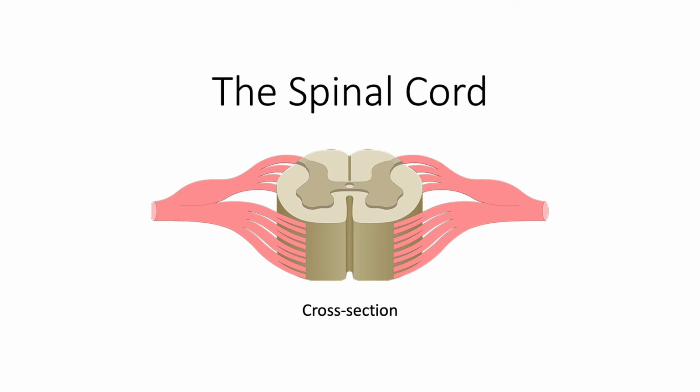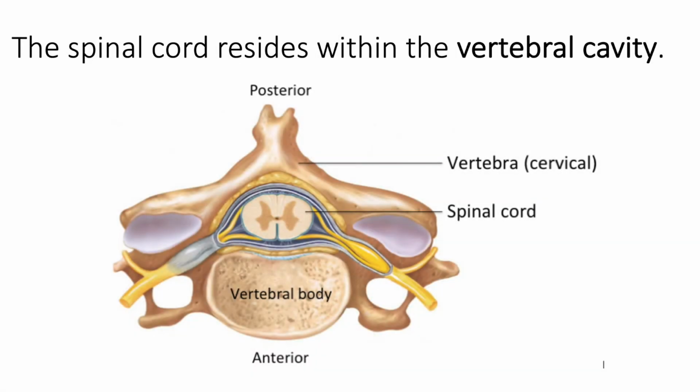The spinal cord in cross-section has a very unique and notable anatomy. Recall that the spinal cord passes through the vertebral cavity and lies just posterior to the vertebral bodies of those vertebrae. Now, the spinal cord is bilaterally symmetrical. It means that the right side is a mirror image of the left side. So we call that bilaterally symmetrical.